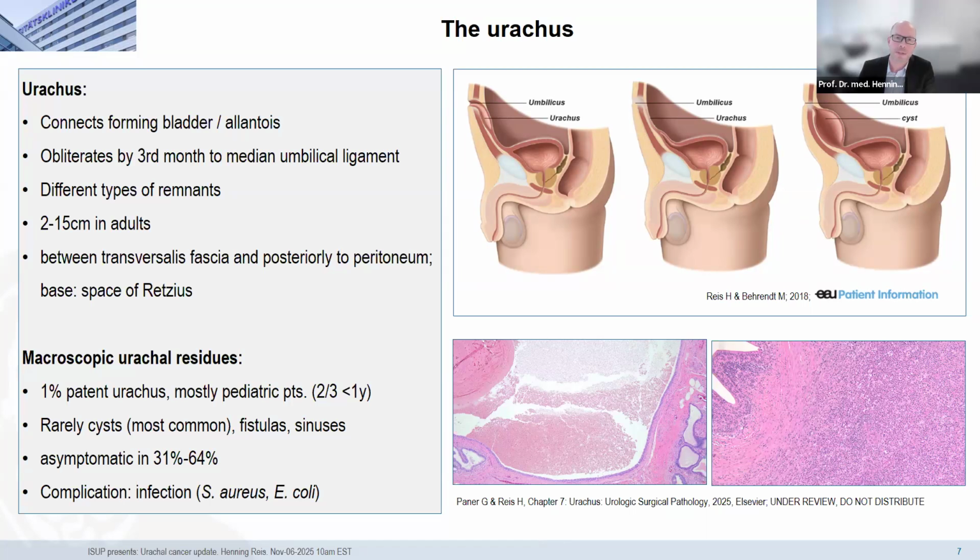What you can see here is that there are different forms of macroscopic urachal residues, so there can be a sinus, a cyst, or fistulas. If these cysts get infected, usually this is caused by Staphylococcus aureus or E. coli, and then of course abscess formation can happen, and this also can burst and cause sepsis, so this has to be taken seriously.